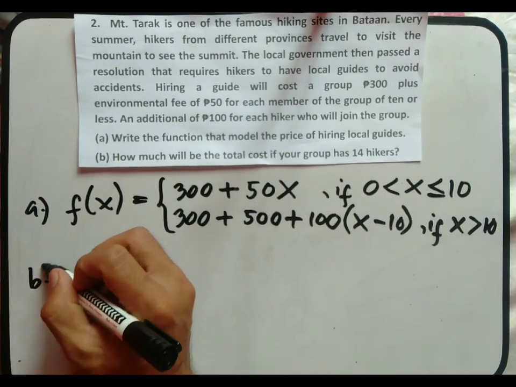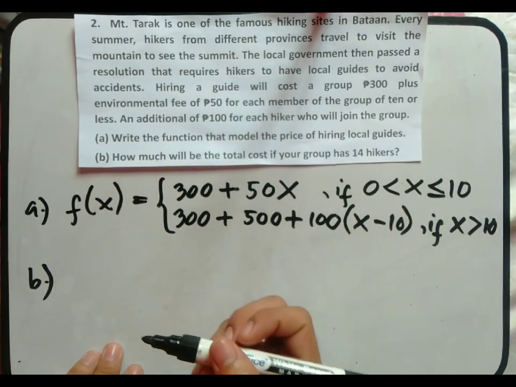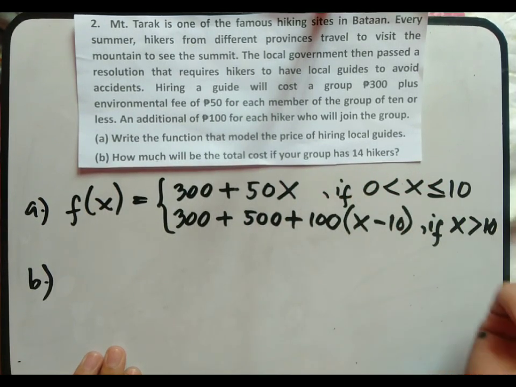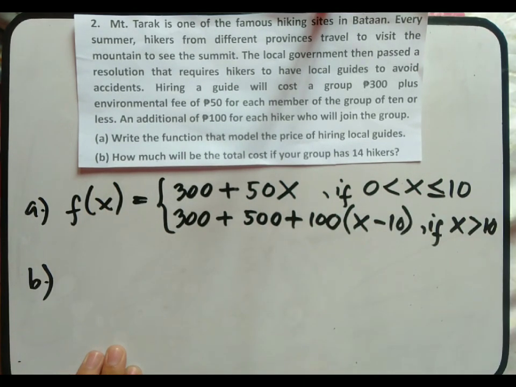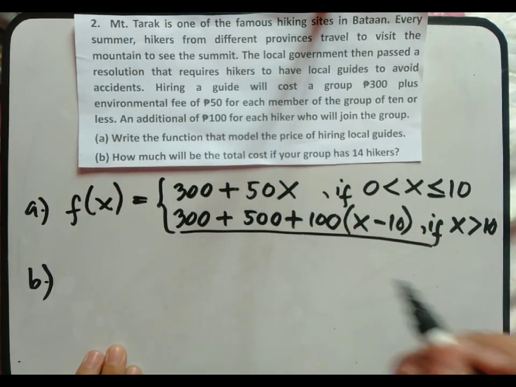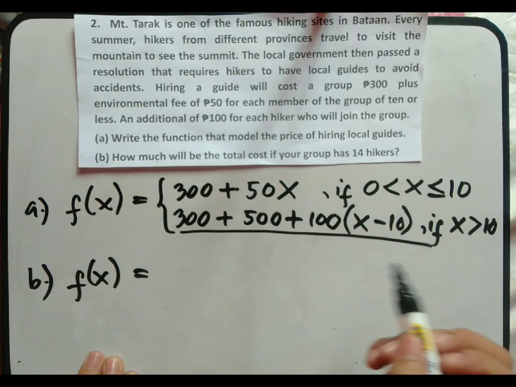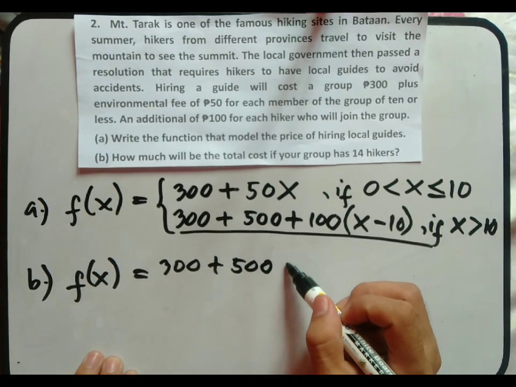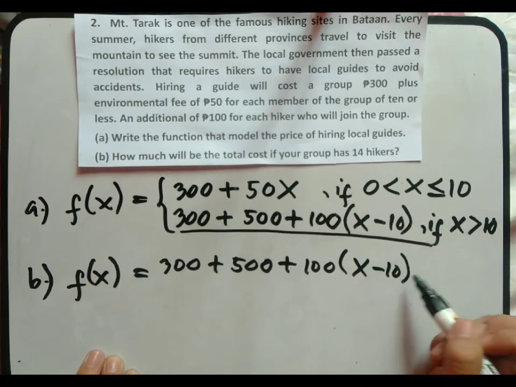And then for letter B, how much will be the total cost if your group has 14 hikers? Okay, kapag yung grupo daw has 14 members or 14 hikers, so magkano yung magiging cost nyo? Okay? So, 14 is greater than 10. So, yung second function yung ating gagamitin. So, we have f of x is equal to 300 plus 500 plus 100 times x minus 10.